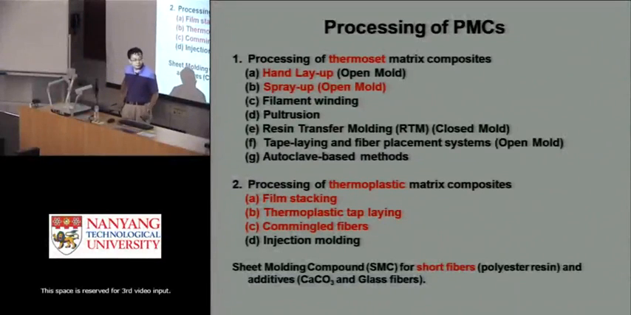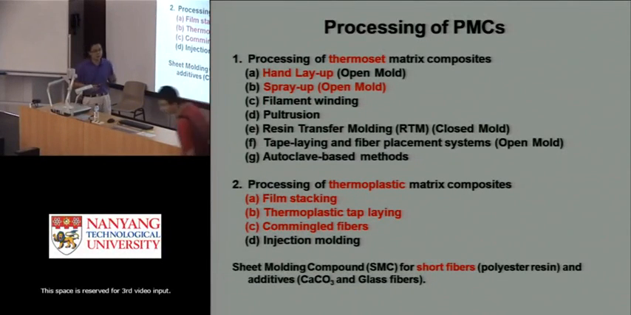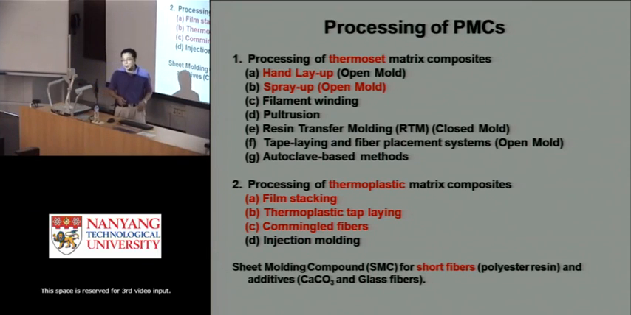Last week we talked about PMC and MMC, and I just gave a summary of this part. For the PMC, we have several methods, and all these methods are based on what kind of polymer matrix we use. The polymer matrix has 2 types: one is thermosetting, another is thermoplastic. For thermosetting, we use the hand layup or the spray-up.